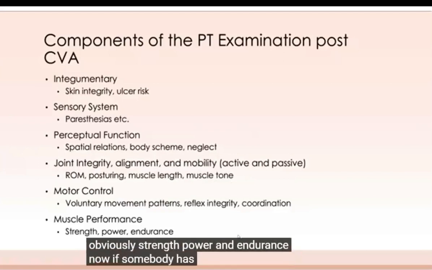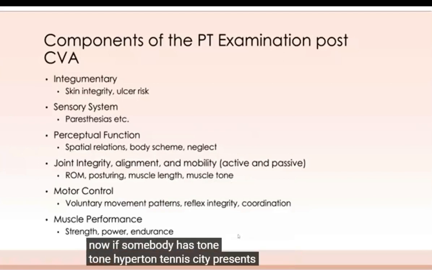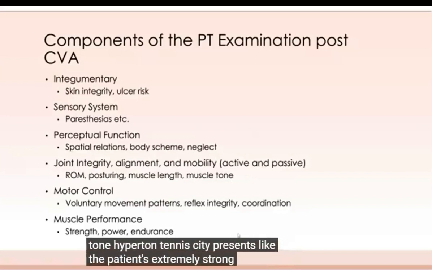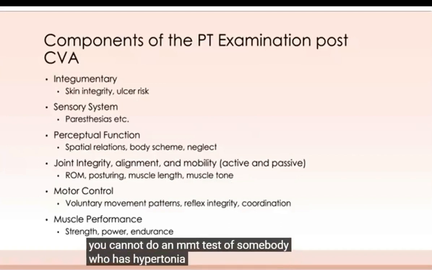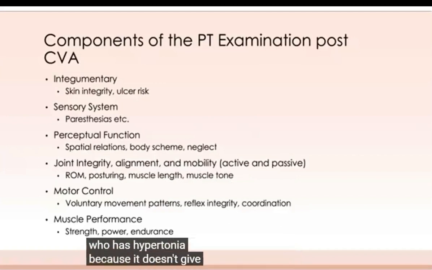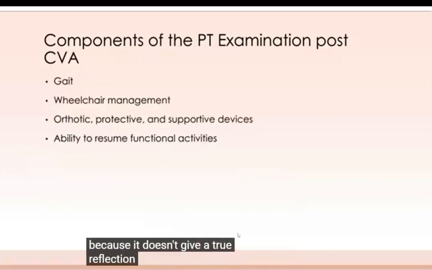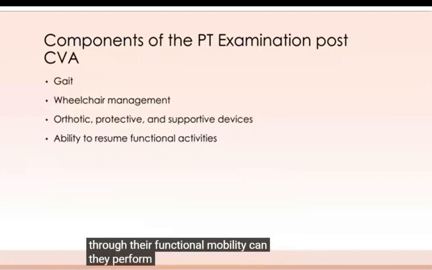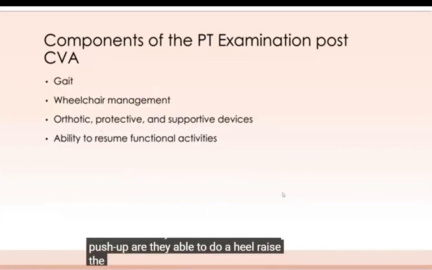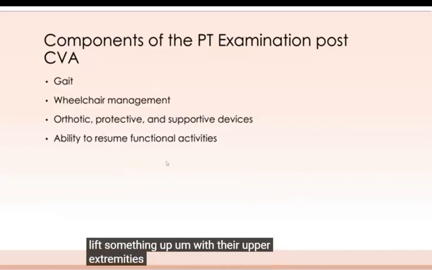Now, if somebody has hypertonicity, where the patient presents as extremely strong, you cannot do an MMT on somebody who has hypertonia because it doesn't give a true reflection of the patient's strength. So typically we assess strength through their functional mobility. Can they perform a sit to stand on their own? How do they ambulate? How is their push up? Are they able to do a heel raise? The things that are functional, can they lift something up with their upper extremities?